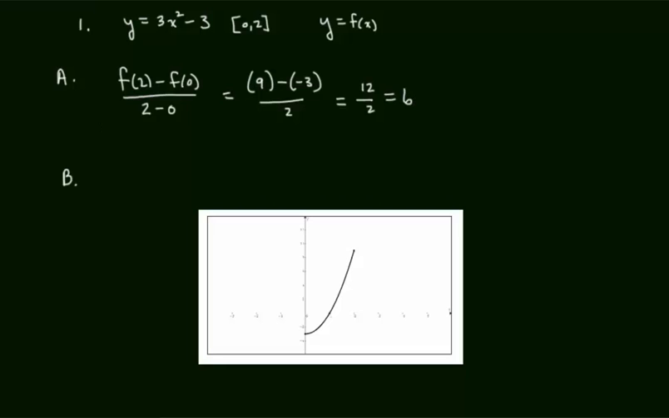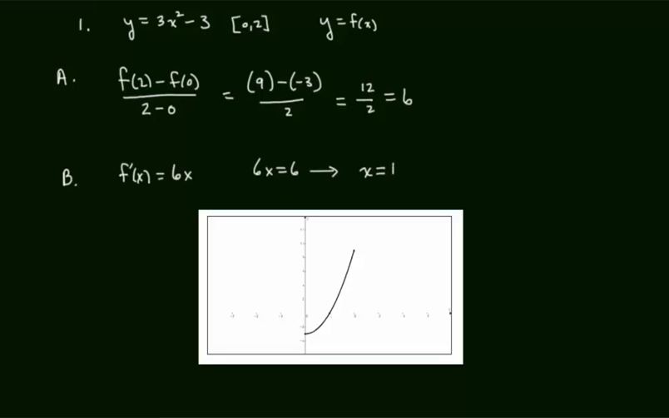In part B, we want to find the value of x that satisfies the conclusion to the mean value theorem. So I'm going to compute f prime of x, and f prime of x is 6x, and that's it. And we have to see where 6x will equal the average rate of change. So we want to find where 6x will equal 6, and that certainly will yield x equals 1.